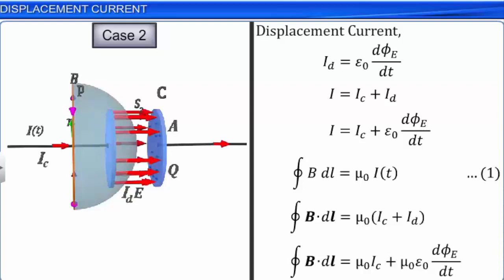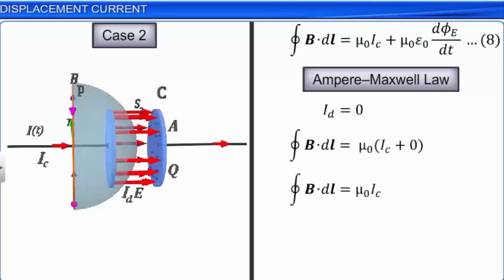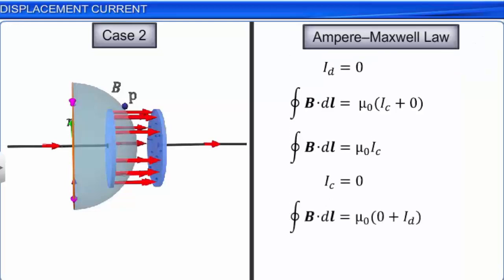In explicit terms, when the point P is considered outside the capacitor, the source of the magnetic field at that point is only the conduction current, since outside the capacitor plates the displacement current ID is zero. Thus, integral over the closed loop B dot dl is equal to mu naught into IC. If we consider the point P inside the capacitor plates, the source of the magnetic field at that point is only the displacement current, since the conduction current between the capacitor plates is zero, that is, integral over the closed loop B dot dl is equal to mu naught into ID. Even though there is no conduction current at the point P inside the capacitor, there is a magnetic field due to the displacement current, which is due to the time-dependent electric field.